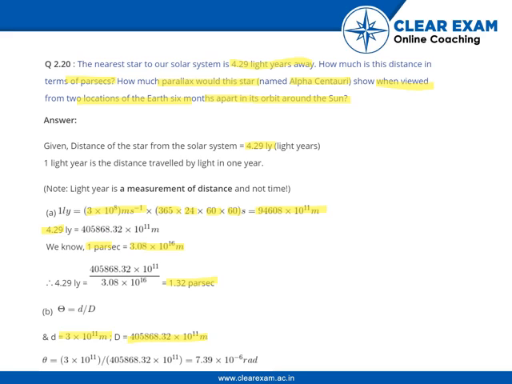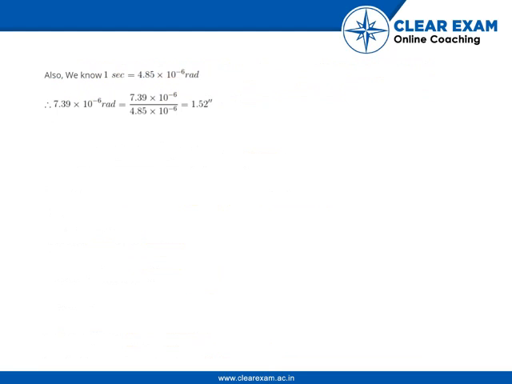Therefore, the parallax would be the division of small d by capital D, that will be 7.39 into 10 to the power minus 6 rad. As we know, 1 second is equal to 4.85 into 10 to the power minus 6 rad. Therefore, 7.39 into 10 to the power minus 6 rad will be equal to 1.58 second of arc.